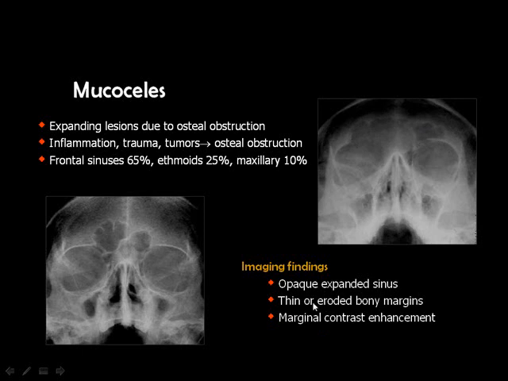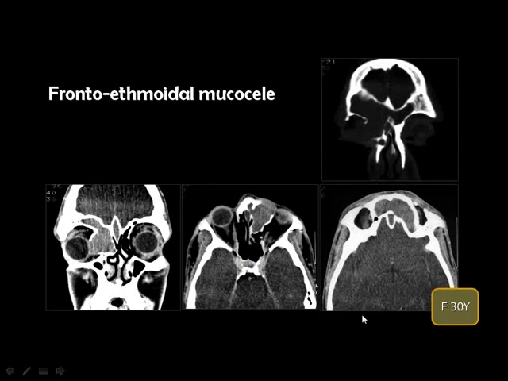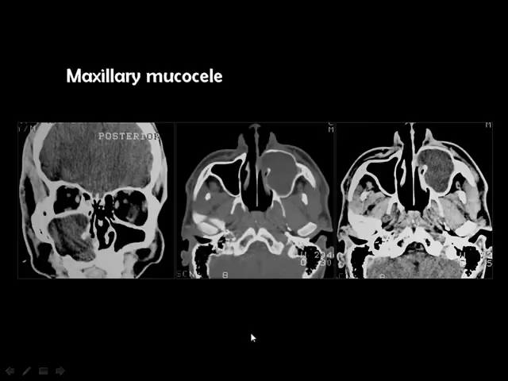The imaging findings in mucocele include an opaque expanded sinus, thin or eroded bony margin, and if you inject contrast material, in cases of mucocele, you will get marginal enhancement because this is an inflammatory condition. While in cases of malignancy, you will get heterogeneous or homogeneous enhancement. This is a frontoethmoidal mucocele with expansion of the frontal sinus and extension into the anterior ethmoidal air cells encroaching on the orbital cavity. And this is an example of maxillary sinus mucocele. The sinus is expanded, it is totally opaque, and the bony margin is relatively thinned out.